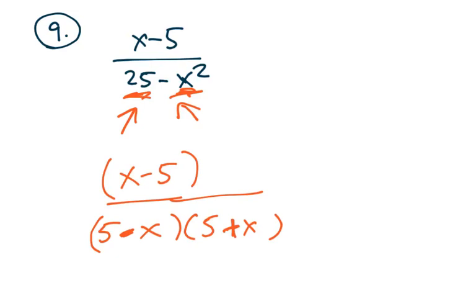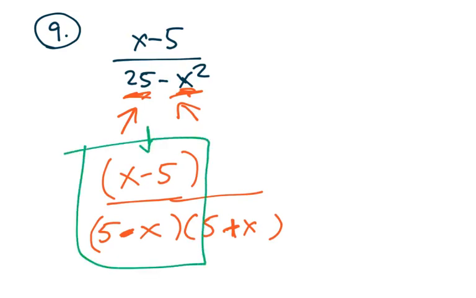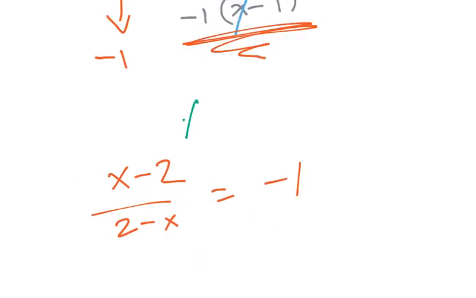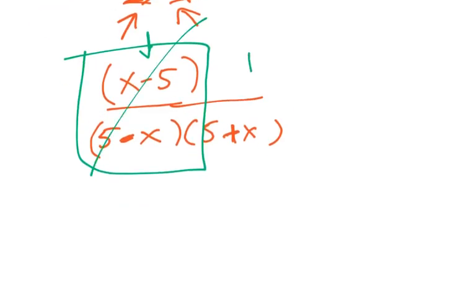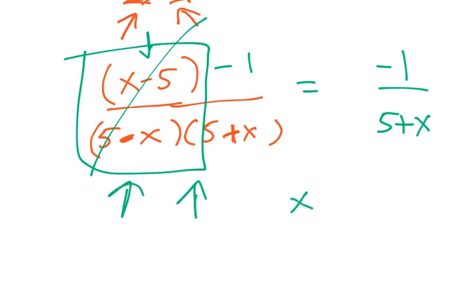Now, notice what we have here. Well, these two are the same except the positions are switched. Well, that's what we just finished talking about. When the positions are switched, we can just say this is -1. So all of this cancels out to be -1. So we're left with -1 over 5 plus x. Again, the restrictions would be for both of these. So the restrictions would be that x cannot be 5 and x cannot be -5.